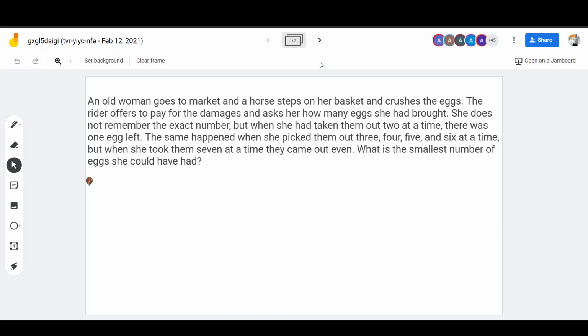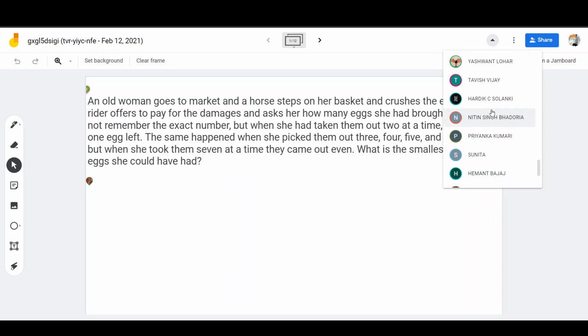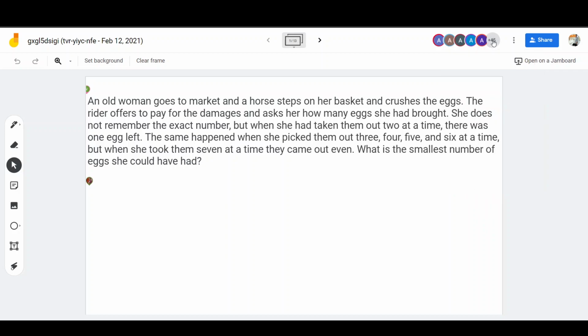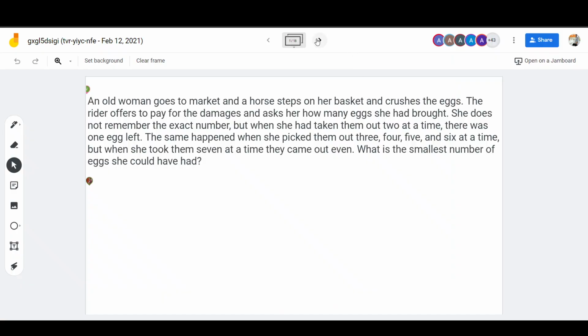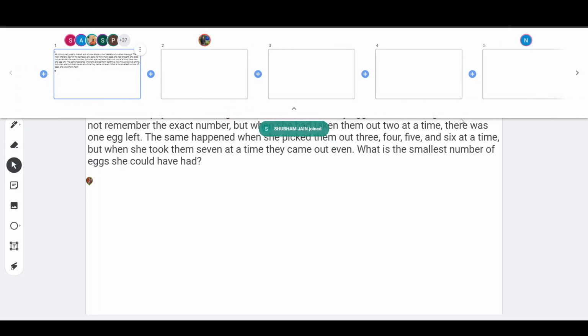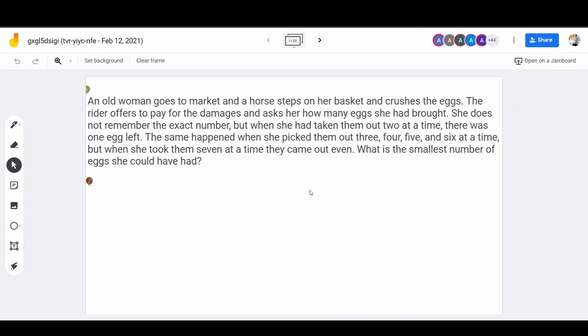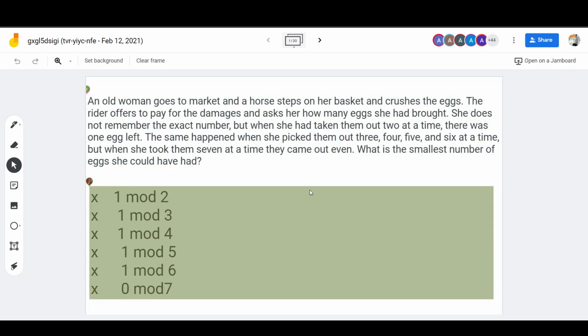And the other one is going to be x is congruent to 1 mod 6, and finally one more is there, x is congruent to 0 mod 7. This is the main thing they were given to us.